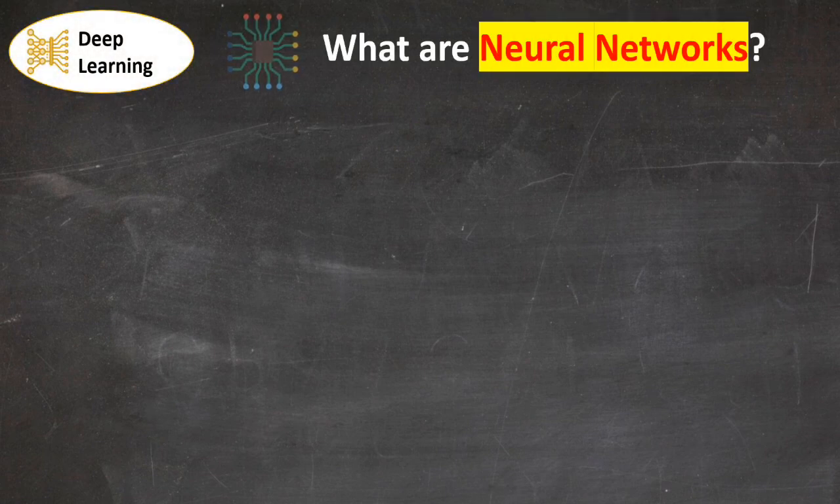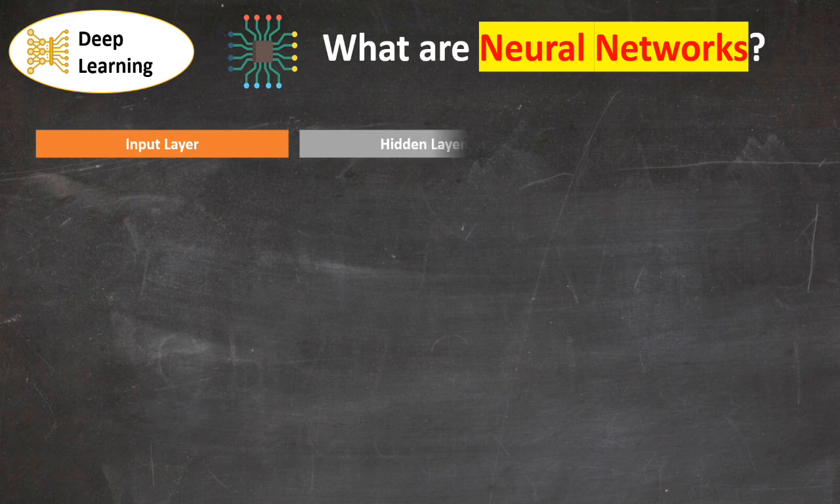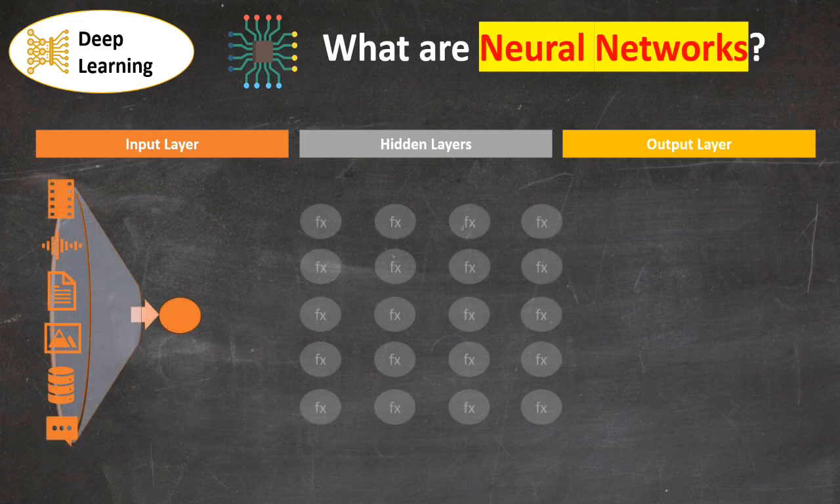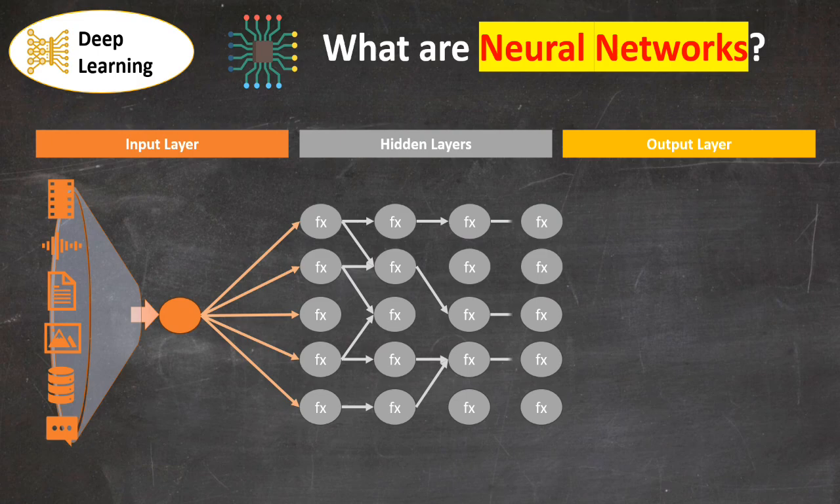At the heart of deep learning are neural networks, which are inspired by the human brain. Let's break down their basic structure. A neural network consists of three main layers: the input layer, hidden layers, and the output layer. The input layer takes in raw data, like an image or a piece of text. This data is passed through one or more hidden layers, where the real learning happens, and finally, the output layer delivers a result, such as classifying an image as a cat or a dog.